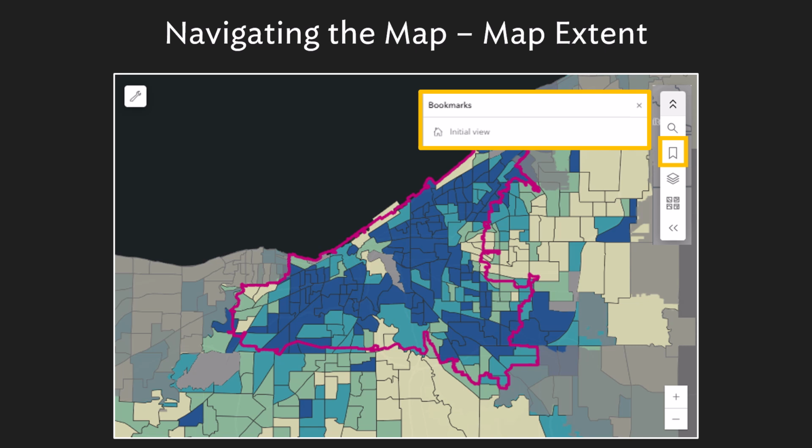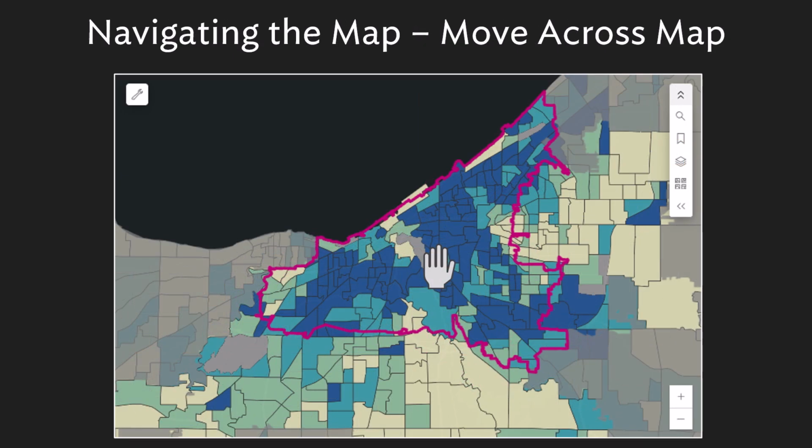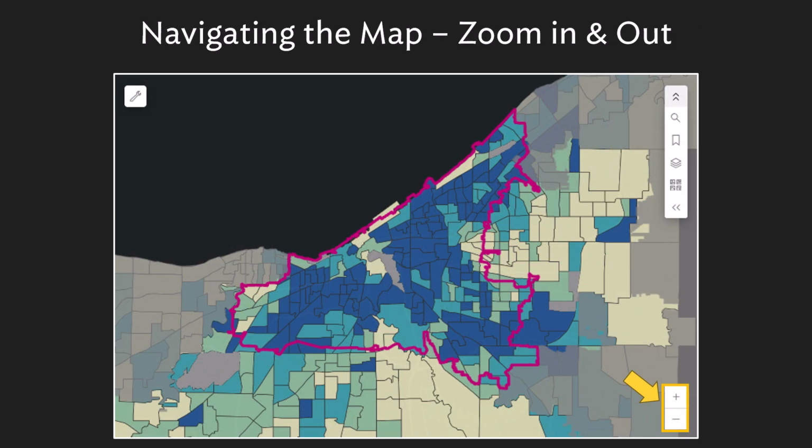You can click on the bookmark icon in the map and select Initial View to return to the original map extent. In some cases, you may want to explore the distribution of data across the service area. If you left-click and hold, you can move the map around to explore the data. You can zoom in and out of the map using the scroll wheel on your mouse or the plus and minus signs in the lower right-hand corner of the map.